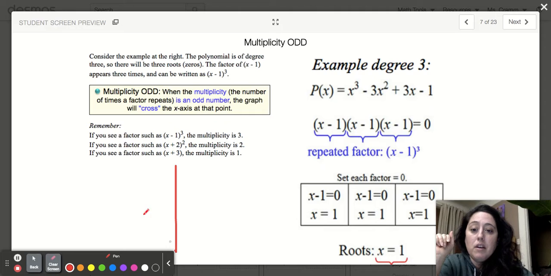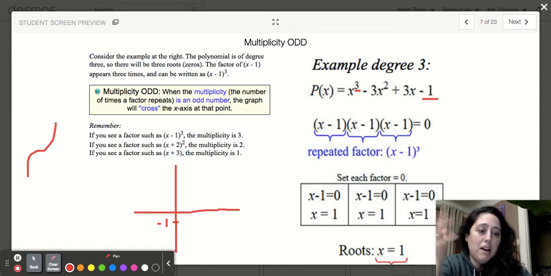here is my graph. I know that my y-intercept is at -1. And I know that cubic functions kind of have this shape. Again, is it perfect? No. But my end function starts down here, ends up here. There's no negative in front of it, so I know it's going to start down here, ending up.